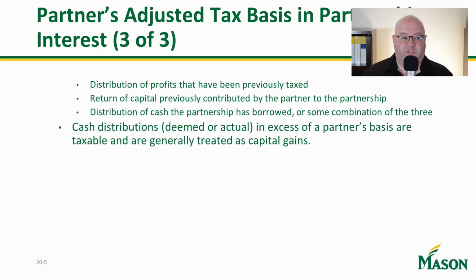Okay. The second thing you could have happen is a return of capital. Okay. So if you have a return of capital that takes place, what'll happen is, you have, say, $100,000 of apportioned income.